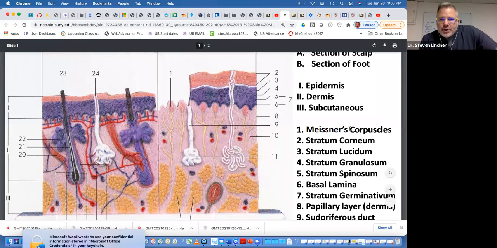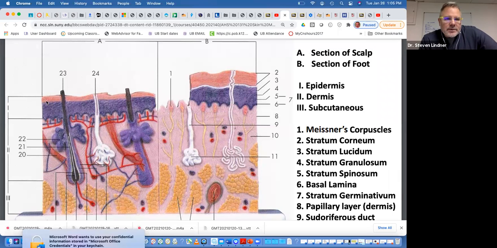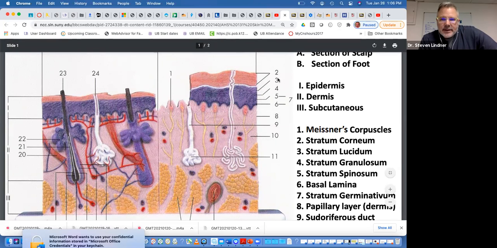So Cher for corneum, loves, lucidum, getting, granulosum, skin, spinosum, right? Cher loves getting skin. Botox is number 7. The other name for germinativum is basal, like basal cell carcinoma. So they call it the stratum basal layer. So all of those layers are found in number 1, which you can see here, layer 2, 3, 4, 5, 6, and 7. These are the microscopic layers that fall under the epidermis.